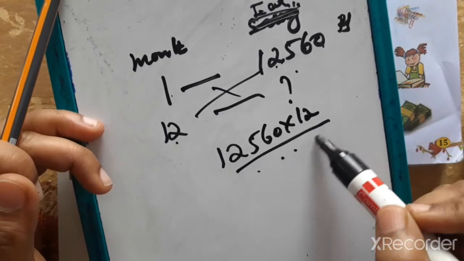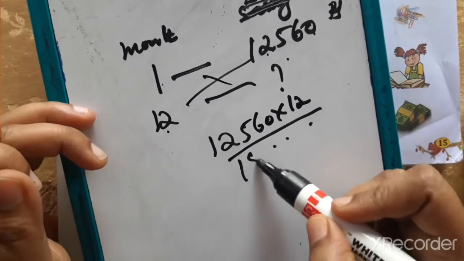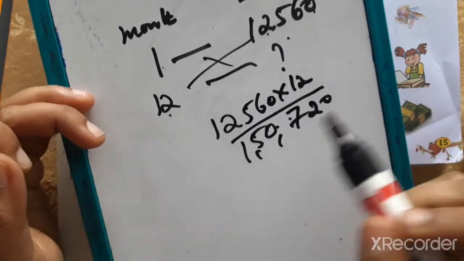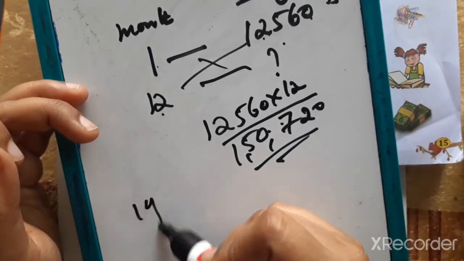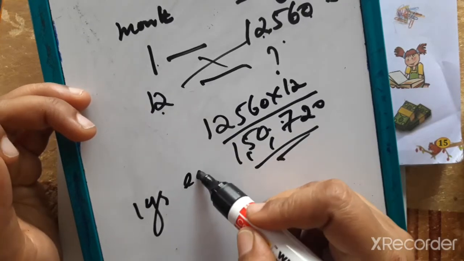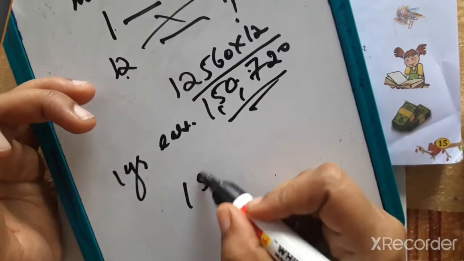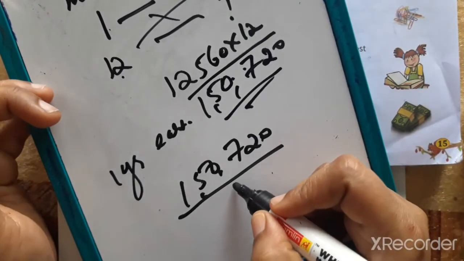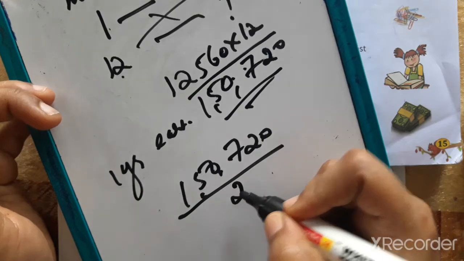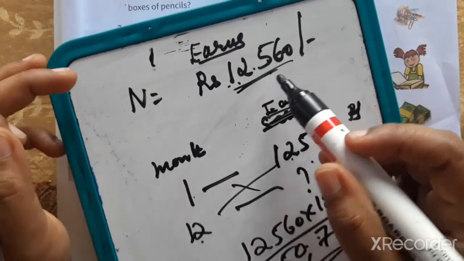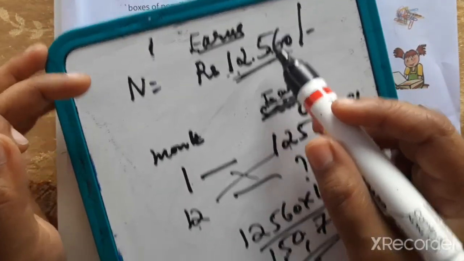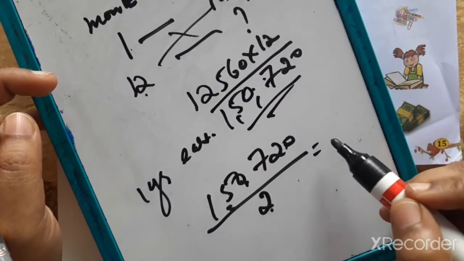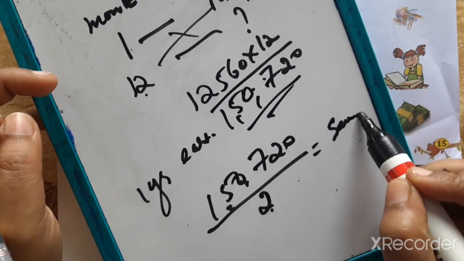So we get some amount here. We get 1,50,720 for 12 months. So this is 1 year earnings. In this 1,50,720, 1 year saving is half of this amount, because half of 1 month amount is 1 month saving. So half of this amount is 1 year savings. Okay.